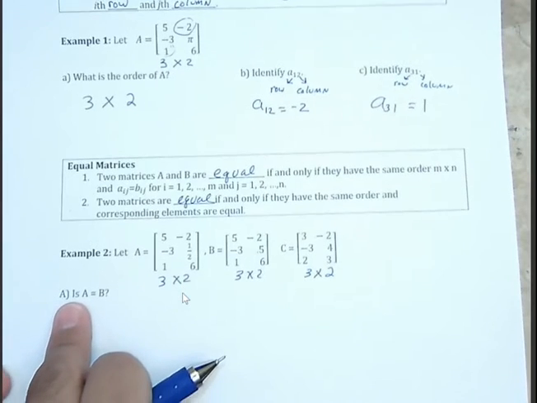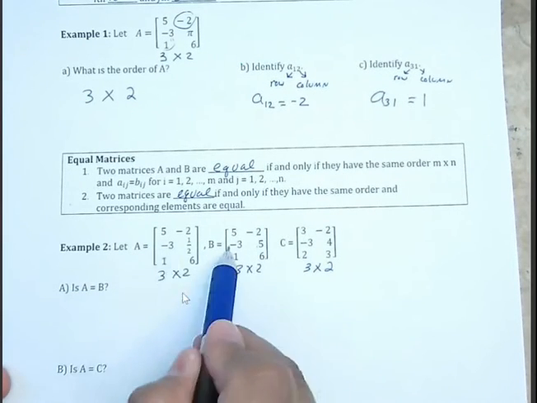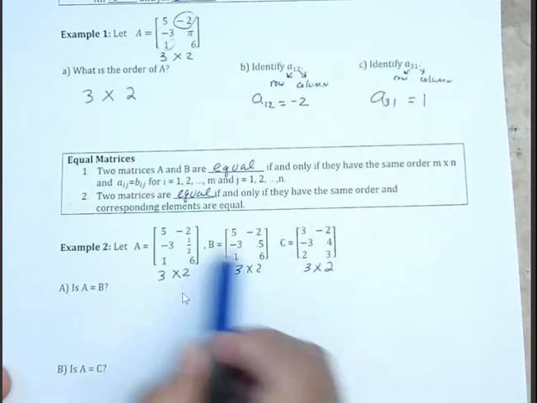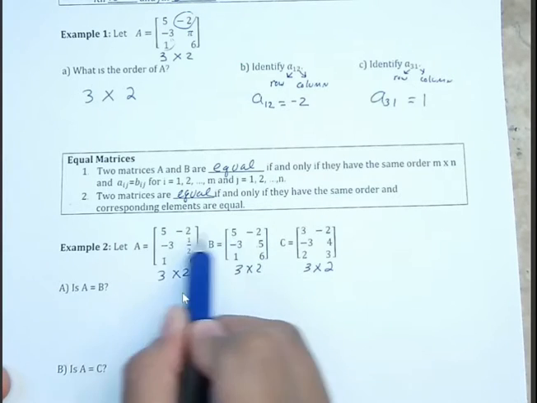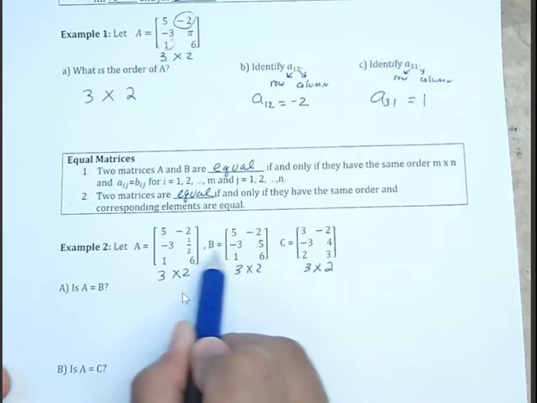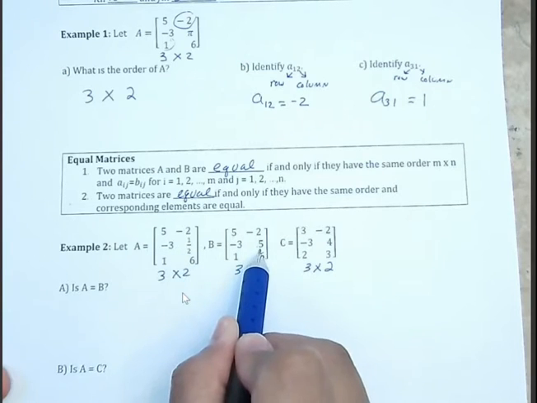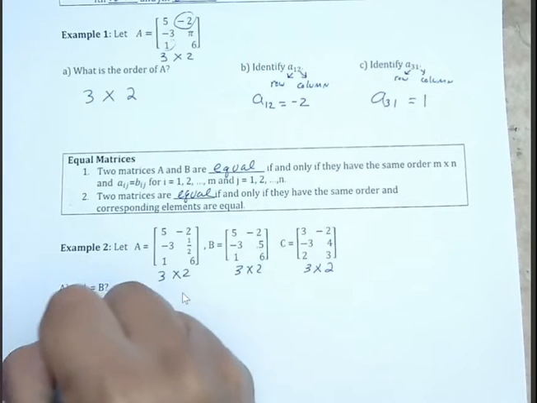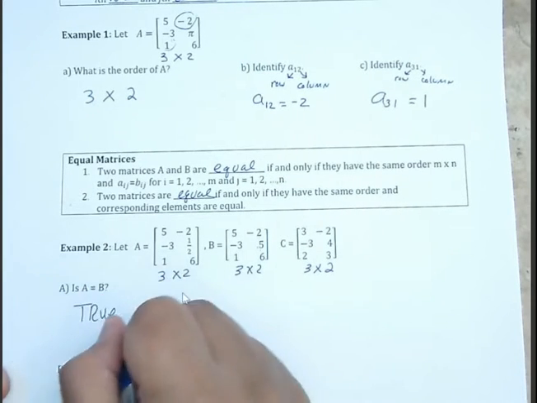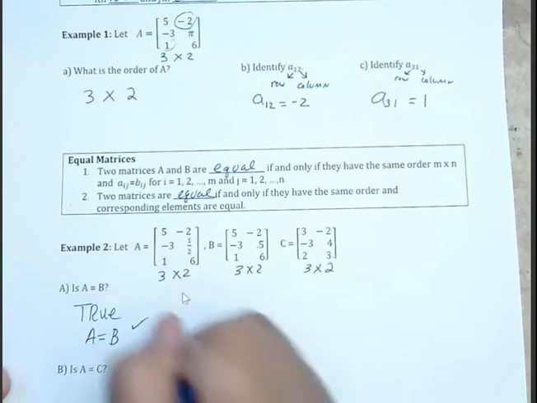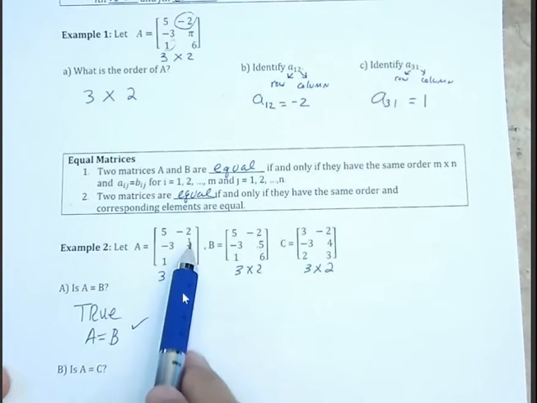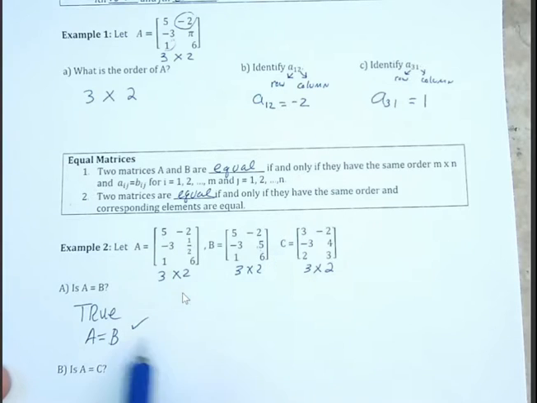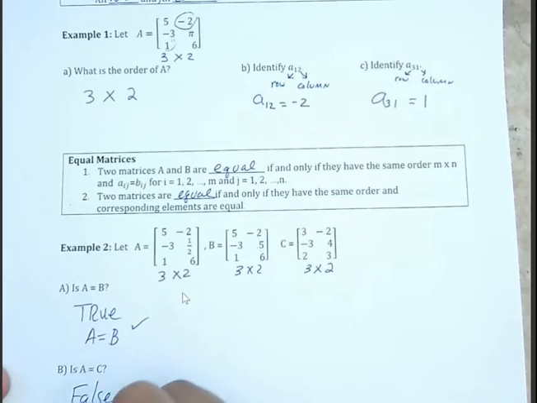And the first one is A equal to B. So we have to compare A and B and make sure all the elements inside are the same. So we have a 5 and a 5, -2, -2, -3, -3, half, and 0.5, that's the same. 1 and 1, 6 and 6. So we say that this is true. A is equal to B. Is A equal to C? Here I have a 5 and a 3, so since 5 is not the same as 3, we say that this is false. A does not equal C.